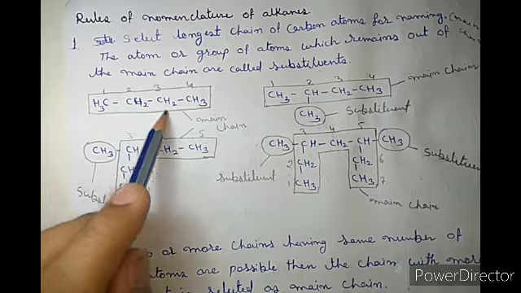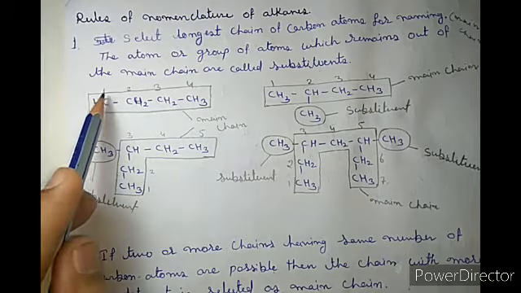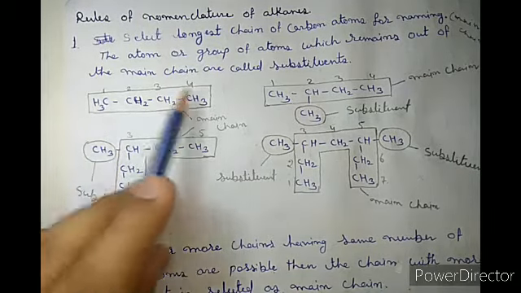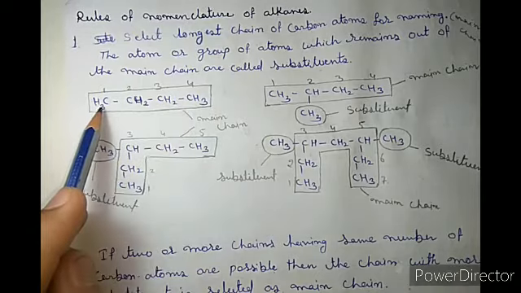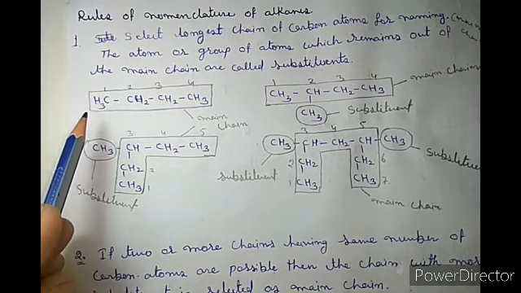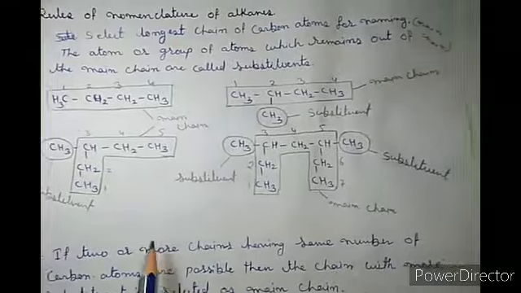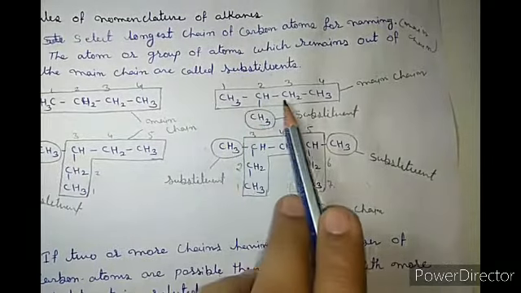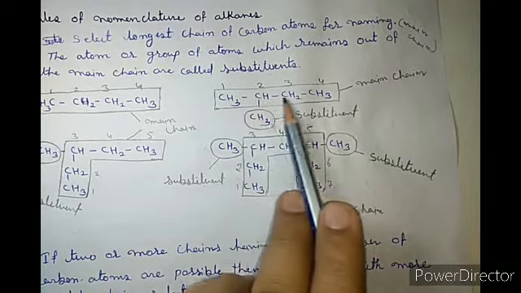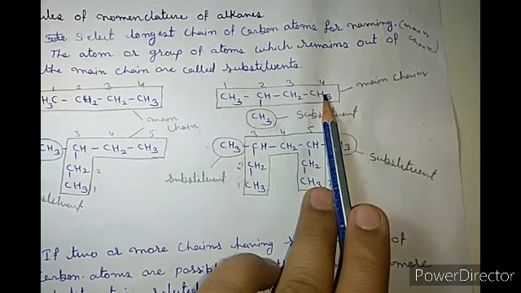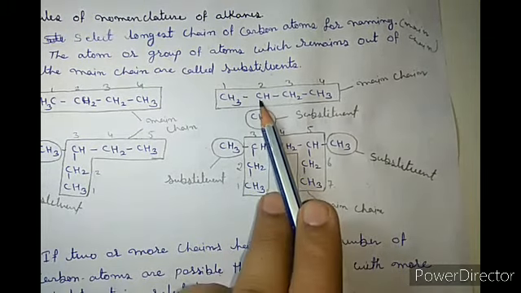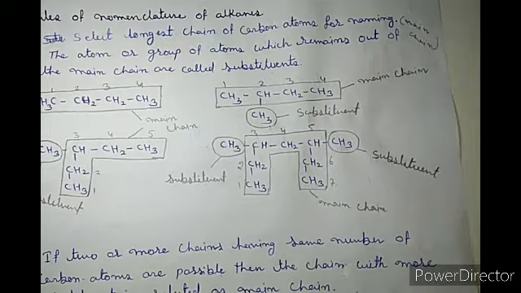Here none of the atoms or groups of atoms is outside, so it does not have any substituent. Got it? Now let me consider the second example, in which 4 carbon atoms are connected continuously and the fifth one is in the sideways.